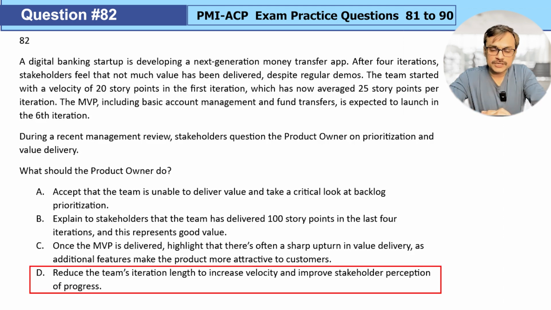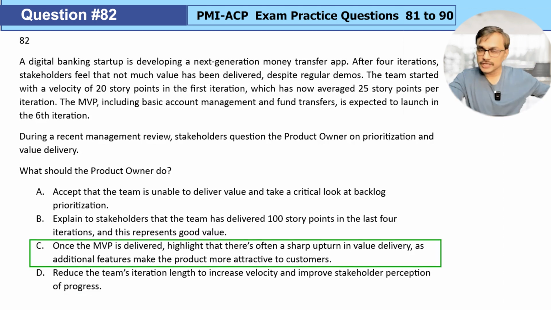Option D, reduce the team iteration length to increase velocity and improve stakeholder perception of progress. So it is more or less connected to B. B is again focusing on that we have delivered value. D is saying that guys, we have delivered probably a less velocity, let's increase it. Not at all relevant. We need to choose out of A and C only.